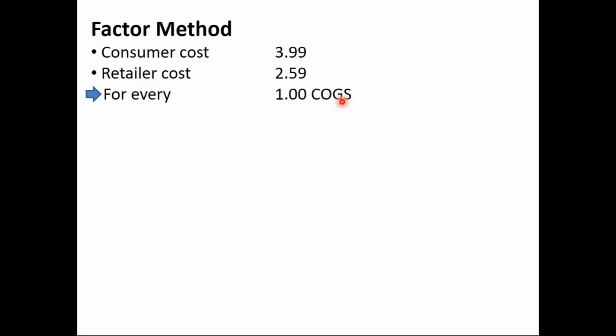So for every dollar of your COGS, cost of goods sold, or your cost of your product, and again, I'll get into the details of that in a bit, your retailer cost, you're going to sell it for $2.59, and the consumer is going to pay $3.99.